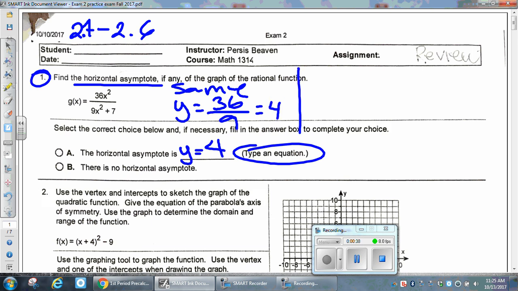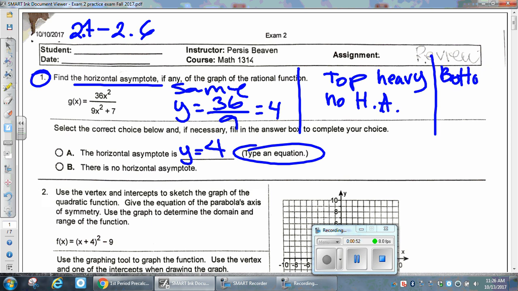But what if your function was top heavy? What would you say if it was top heavy? Does it have a horizontal? Okay, so no horizontal asymptote. And what if the function was bottom heavy? What would you say by default? So y equals 0. Great. So make sure that you are aware of all three cases.